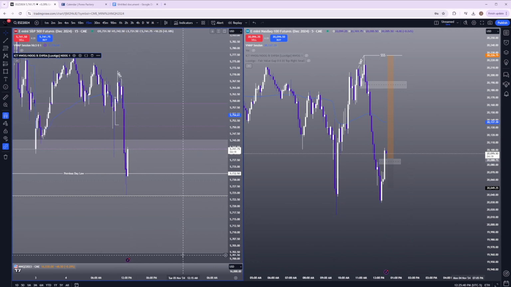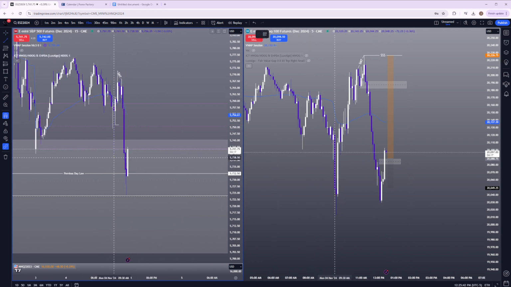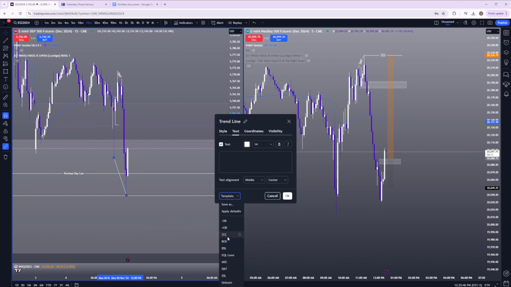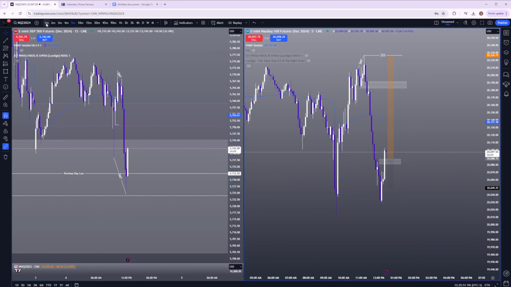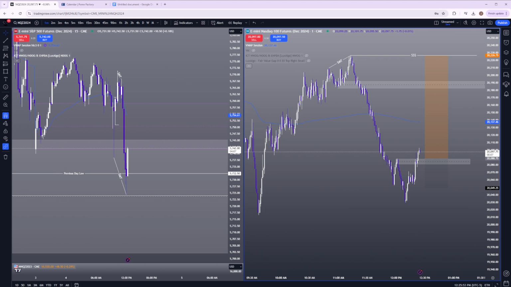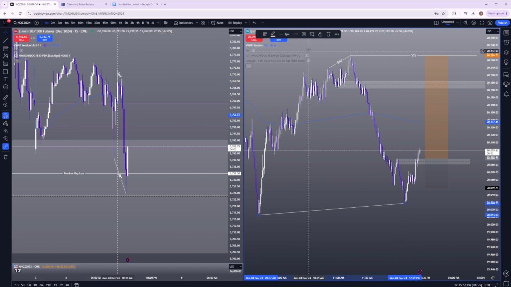Look at, guys, ES came down and swept our low of day right here. NQ did not. So SMT, boom, same exact thing as our short position. Now we see it for the longs. So now we start looking for a long position. We got our SMT divergence. We got our reversal pattern. This is almost the same exact trade as the short we took.